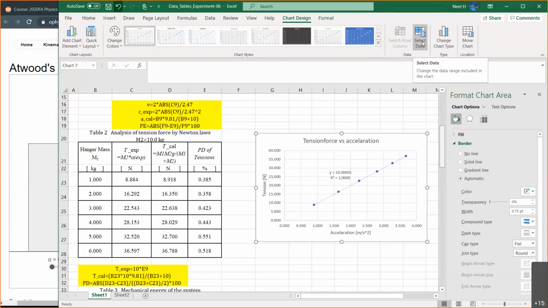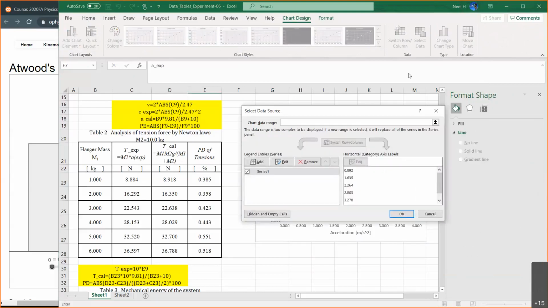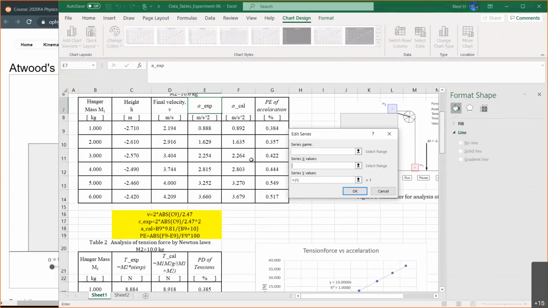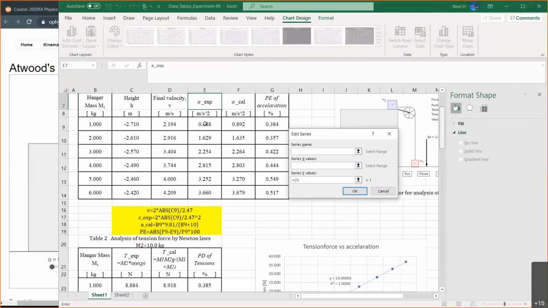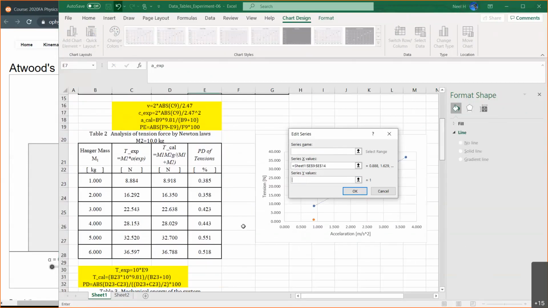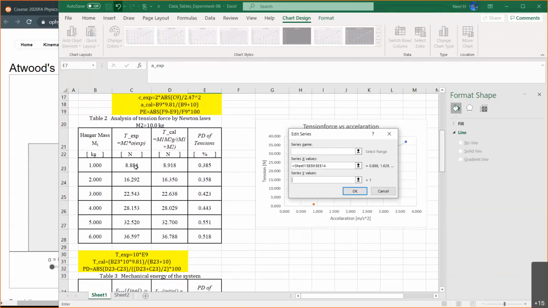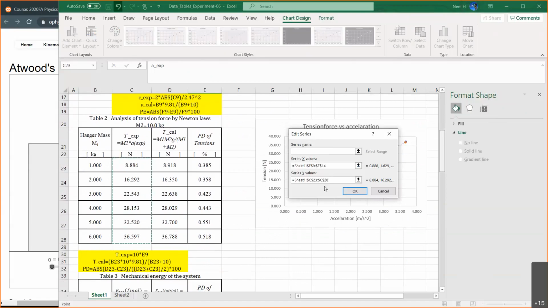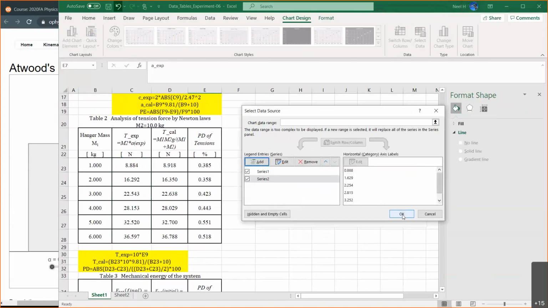Click on the select data. Then you see the series one already there. So we're going to add a new data set, that is a new series. Click on add. That will add a new series. So X value is going to be now A experiment, starting from E9 to E14. And then the Y value should be tension experiment, starting from C23 to C28. Click OK, click OK again.